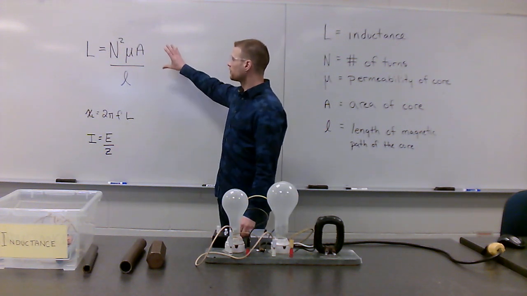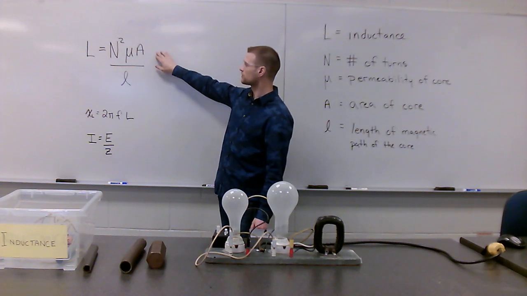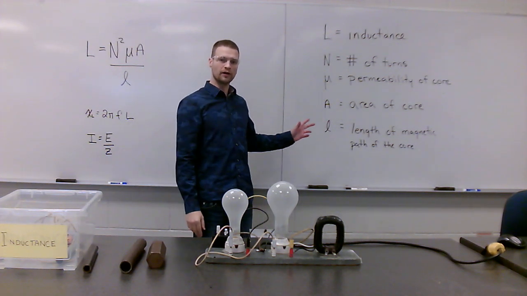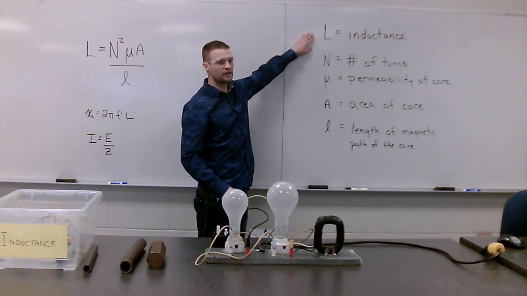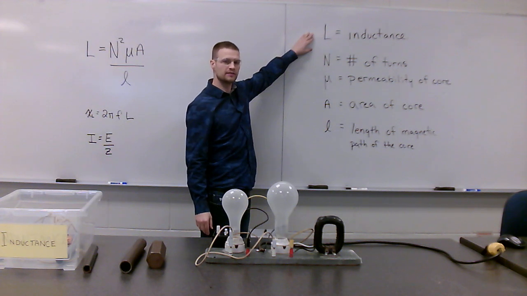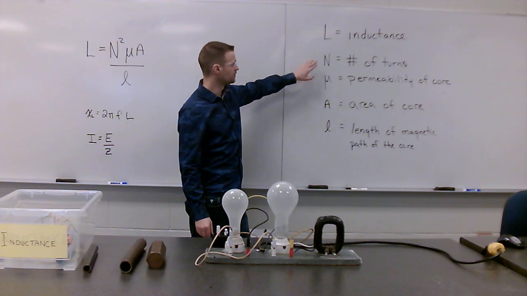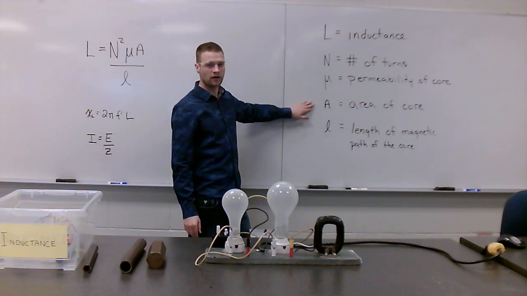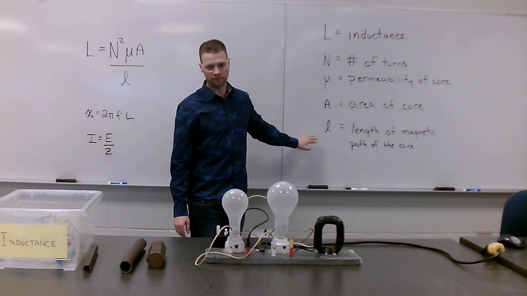We have the formula: inductance is equal to N squared mu times A divided by L. Over on this board I have what each of those symbols stands for. L is my inductance. The only things that we can do to change the inductance of a circuit is change the number of turns of the coil, change the permeability of the core, change the area of the core, and change the length of the magnetic path of the core.